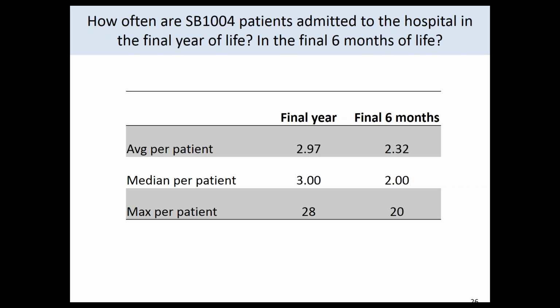How often are SB 1004 patients admitted to the hospital in the final year of life and in the final 6 months of life? So this is one way of thinking about how much of the utilization that's currently happening is there actually an opportunity to modify. How intensely are these folks engaging with the health system? So for this population, on average, these folks were admitted 3 times in the course of the final year of life, and some patients were admitted very, very frequently. So the max number in this data set was 28 times within the final year of life.